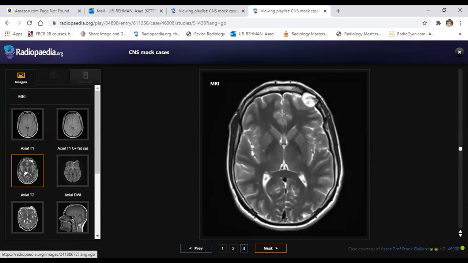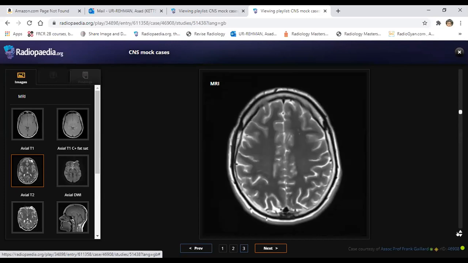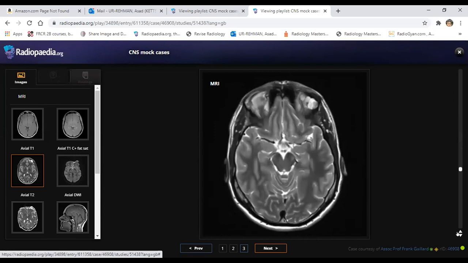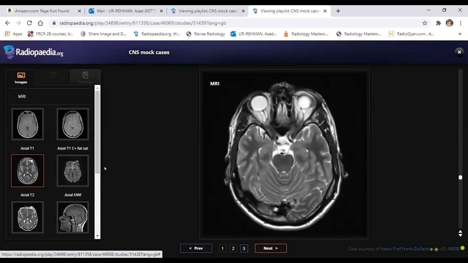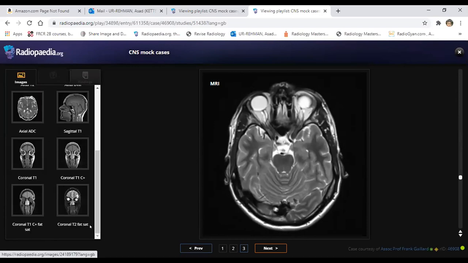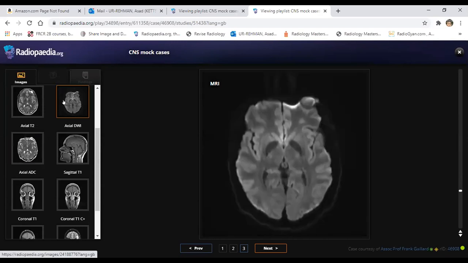Yeah. Can you please scroll it because I'm finding it difficult. Once again. Okay, otherwise I'll scroll. Yeah, you can scroll. So any other sequence you want to look at? Maybe diffusion and contrast images. You have looked at contrast. I'll give you diffusion. And ADC. This is diffusion. Oh yeah, there is a diffusion restriction there.